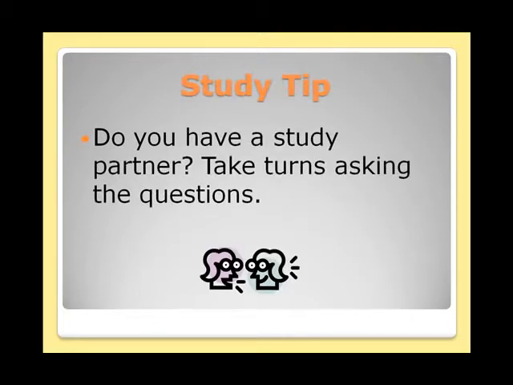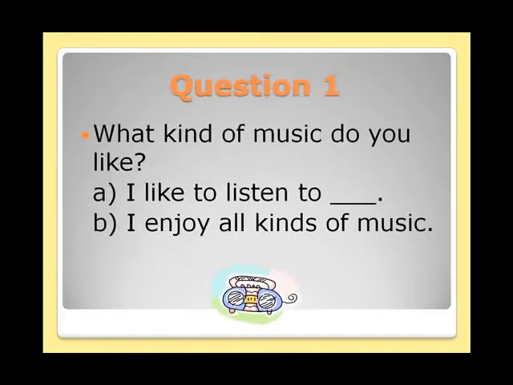Study tip. Do you have a study partner? If so, take turns asking the questions. Let's begin. Question 1. Again, I'll pause to give you a chance to read the question on your own. What kind of music do you like? Choose your answer and read with falling intonation.